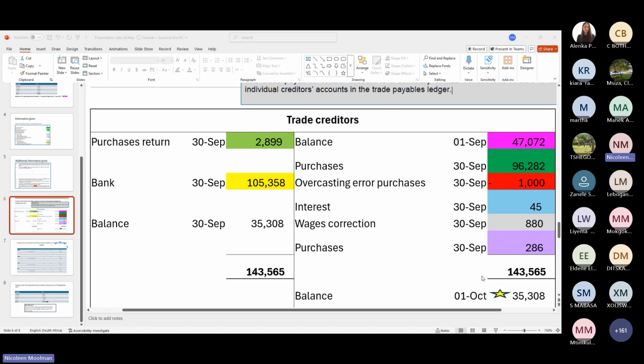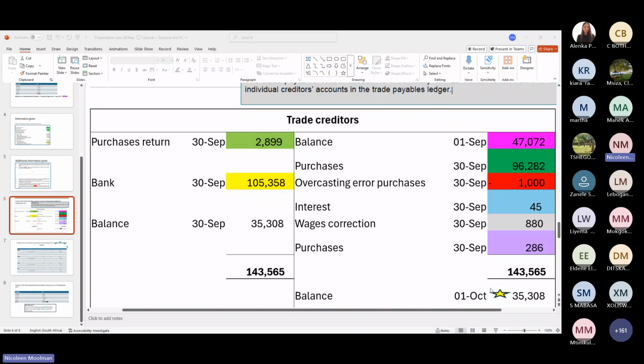Thank you. Good evening. Just wanted to find out if we overpaid a creditor, how do we correct it? If we overpaid a creditor, let's say we owed the creditor 100 Rand, now we paid him 110 Rand. Just an example. The accounting entry in that case would be debit trade creditors 110 and credit bank 110.